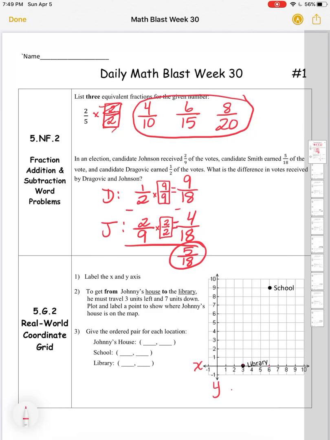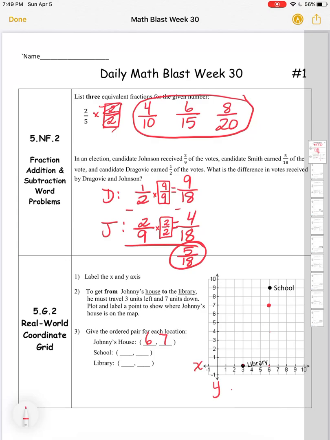And now, instead of down 7 units, I'll go up 7 units. 1, 2, 3, 4, 5, 6, 7. That puts me here at this point, (6, 7). So Johnny's house is at (6, 7). Go over 6 on the x-axis and then up 7 on the y-axis.